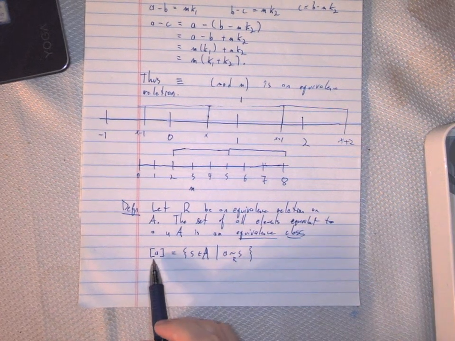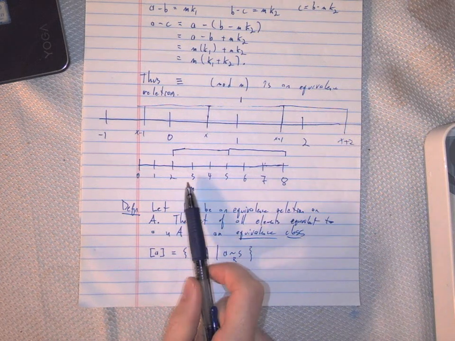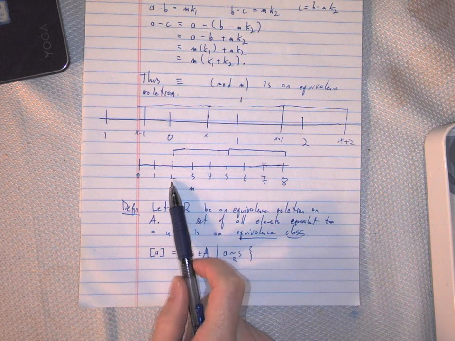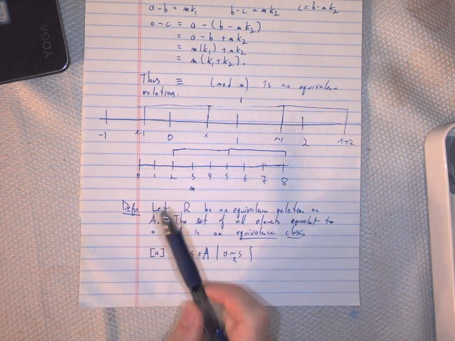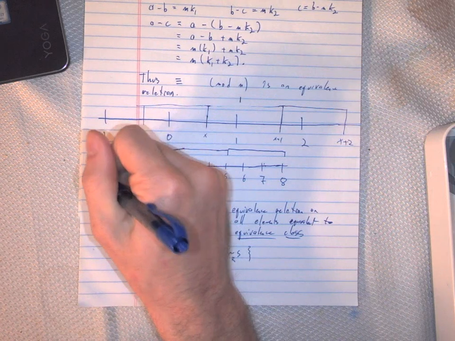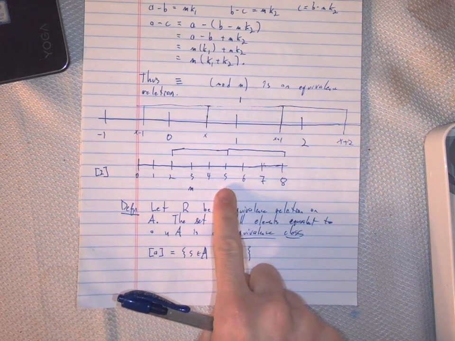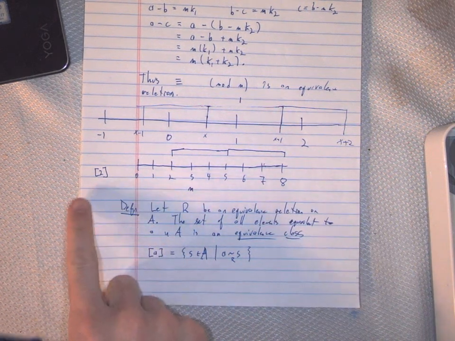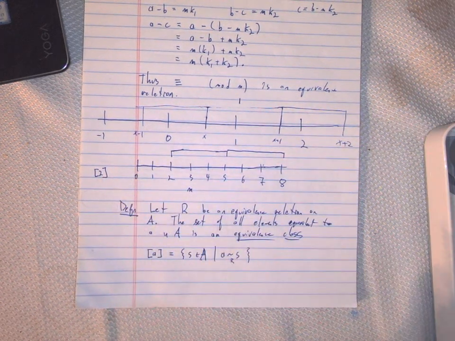The elements in this set are called representatives. So in particular, if I'm looking at mod 3, the equivalence class of 2 is the set of all integers that have remainder 2 when divided by 3. Some representatives of the class 2: a representative would be 5, a representative would be 8, a representative would be negative 1, right? These would all be representatives of this class.